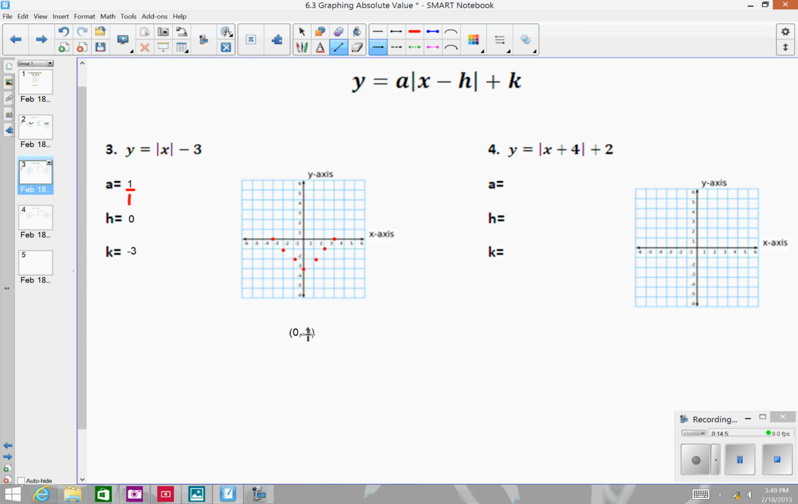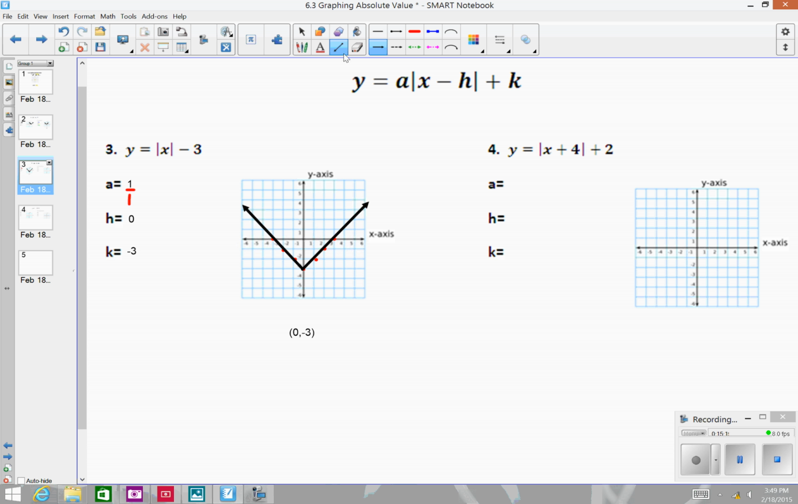You get my lines, and then you go to the vertex and draw your V. And I'm good. Now in this case, just looking at my equation, my k value is -3, which means I shift up and down. So it's my vertical shift, and it's going to go downward. So I'm going to go down 3 from the origin, and that's where my vertex is.